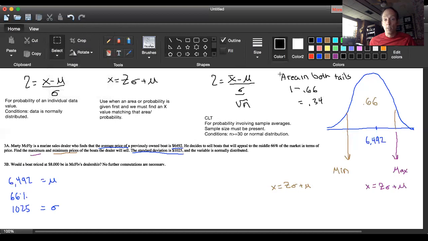I'm going to make a little bit of space here. So I'm going to put up here 0.34 divided by 2, and I get 0.17. So now I'm going to say I have 0.17 area right here and also over here. Now what I have to figure out is what z value corresponds to the 0.17 area on each side. So let's make a little space.